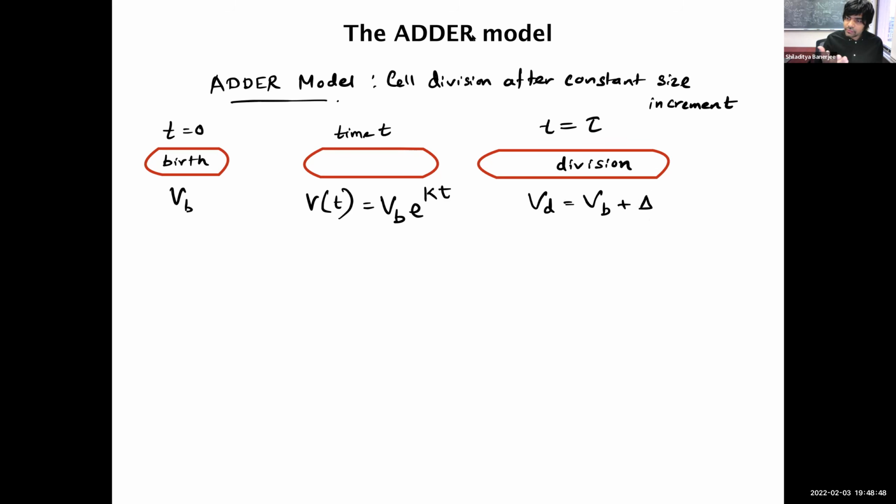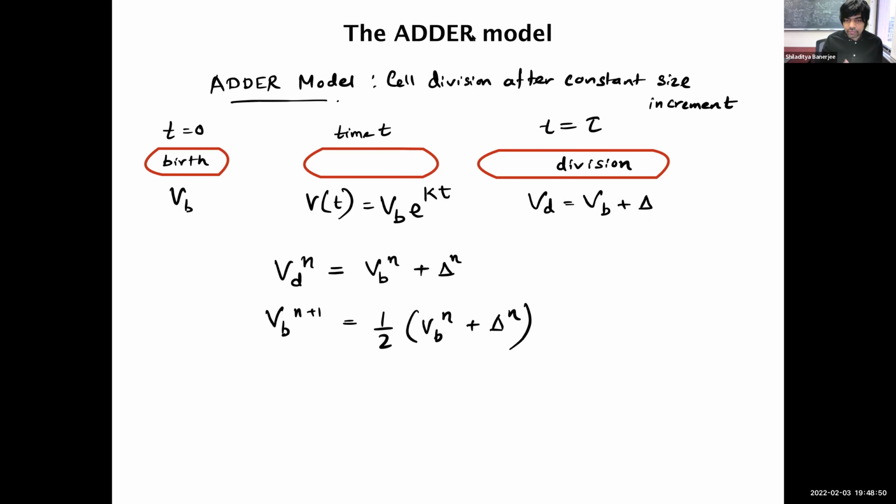This model is very interesting, okay? If I write the recursion relations, VD at generation n is VB at generation n plus delta n, which is the amount of size that you add in generation n. In the next generation, you divide the cell size at division by half, and then you have this nice looking recursion relation between cell sizes of two different generations.